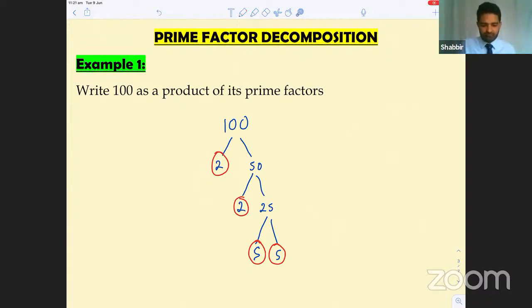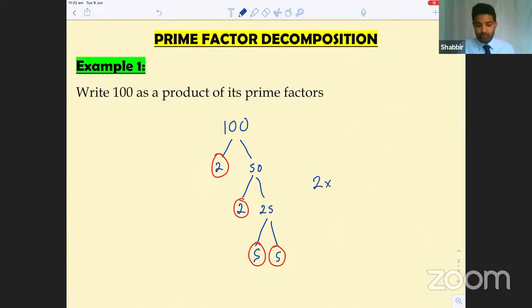So with the 25, 2 numbers that multiply to make 25 are 5 times 5, and both of those are prime numbers. So we can now write our number 100 as a product of its primes, and our answer would be all of these numbers that I've circled multiplied together. So the answer would be 2 times 2 times 5 times 5.